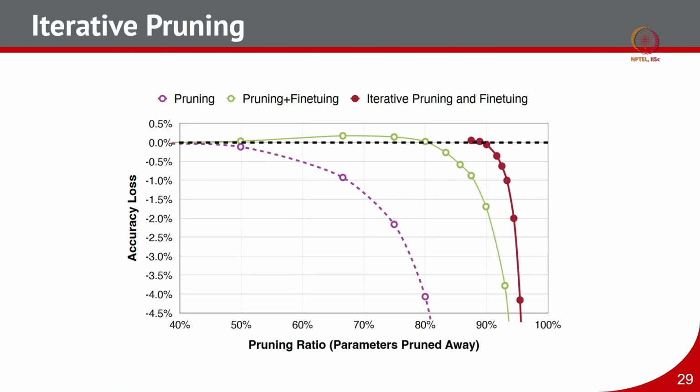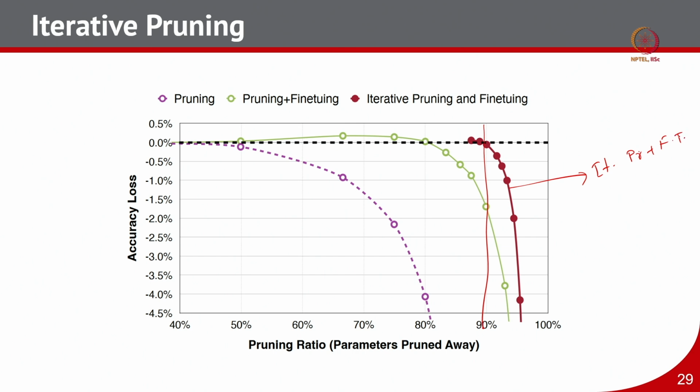Now, on top of fine tuning, we can do this process iteratively. We can perform pruning, then fine tuning, and then again perform pruning on the fine tuned network. After that, again we can perform fine tuning. That is the iterative pruning and fine tuning process. If we do that, you can see that we can probably sustain like 90% of pruning. So, this is pruning, pruning plus fine tuning, and iterative pruning and fine tuning.